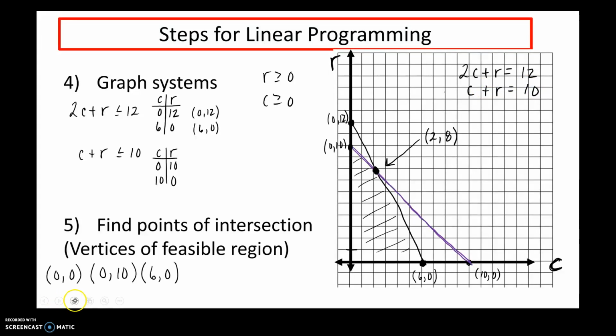All right. Fortunately, R is the same, so I'm going to subtract these. 2C minus C would give me C. R minus R cancels. 12 minus 10 gives me 2. So it verifies that C is equal to 2. And then if I have the one value, I plug it in to find the other coordinate. Okay, so it verifies the point of intersection which we would have found from the graph, which is (2, 8). So that would be the last vertex of my feasible region.